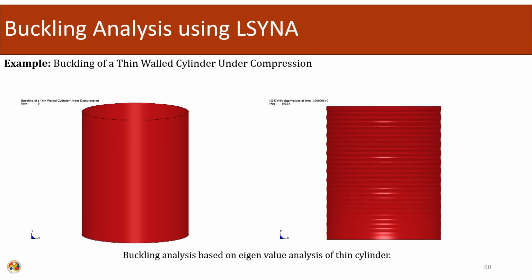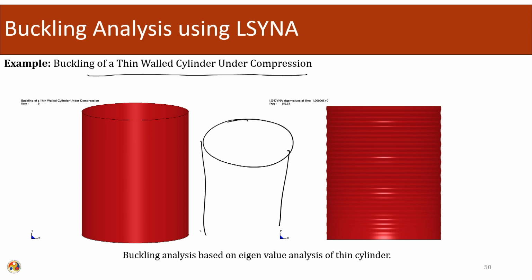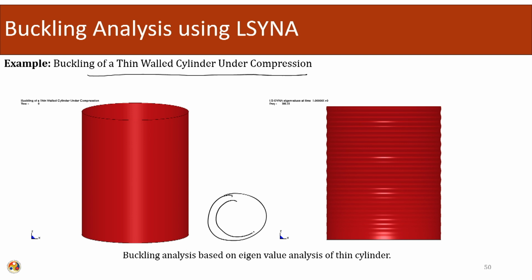So, we can increase and calculate the required number of modes. Again, this is one more example where we are showing the buckling of a thin walled cylinder under compression. Initially, we have taken a cylinder made up of thin walls. First we need to create the geometry. The easiest way to do it is to create two concentric circles and tell the software that the area between these two circles constitutes a plane.